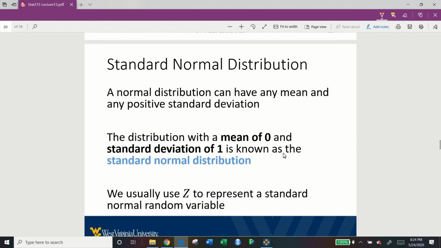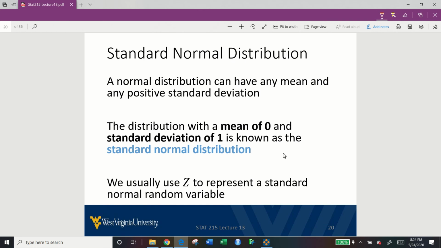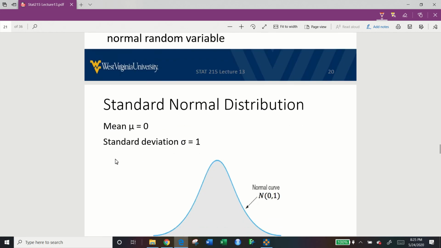Okay, let's keep going. Talking about our standard normal distribution. A normal distribution can have any mean and any positive standard deviation. However, when the distribution has a mean of 0 and a standard deviation of 1, it is known as the standard normal distribution. This concept is pretty important. Usually, we use the letter Z to represent a standard random variable.